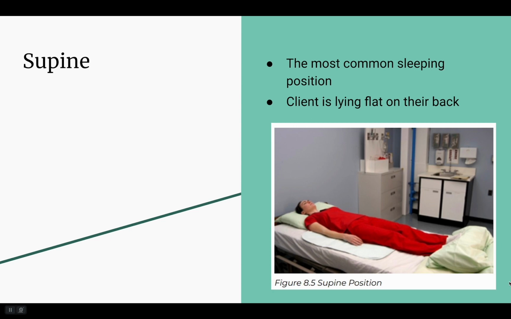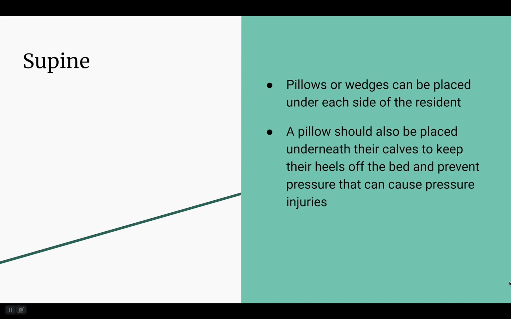in the image above. Pillows or wedges can be placed on each side of the resident to promote comfort, or to support a limb that is immobile or has impaired function. A pillow should also be placed underneath their calves to keep their heels off the bed and prevent pressure that can cause pressure injuries. This pillow placement under the calves is often referred to as floating the heels.